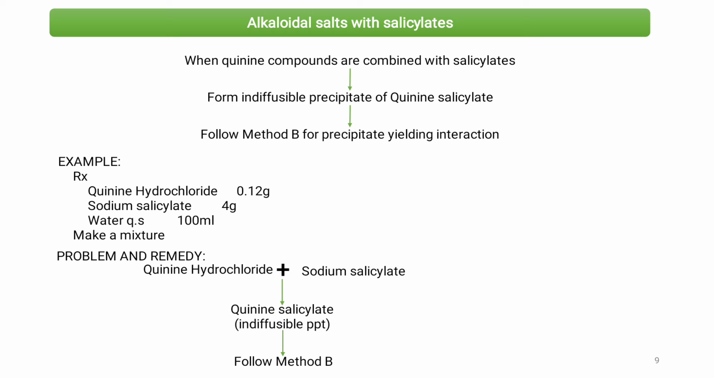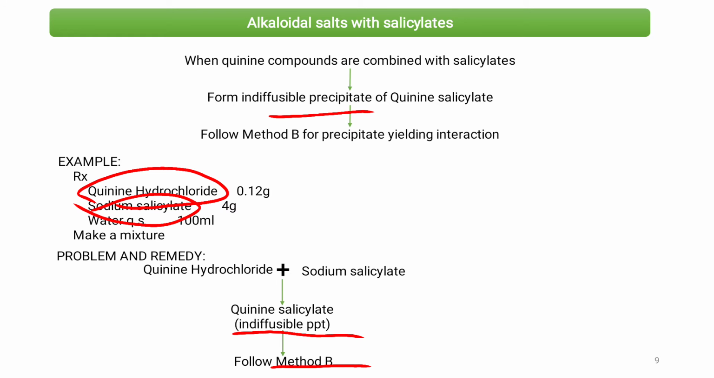For example, quinine hydrochloride 0.12 gram, sodium salicylate 4 gram, water QS 100 ml. We want to make a mixture. Here the problem is quinine hydrochloride reacts with the sodium salicylate, then it will form quinine salicylate. We know quinine salicylate is an indiffusible precipitate. So in case of indiffusible precipitate, we have to follow method B.